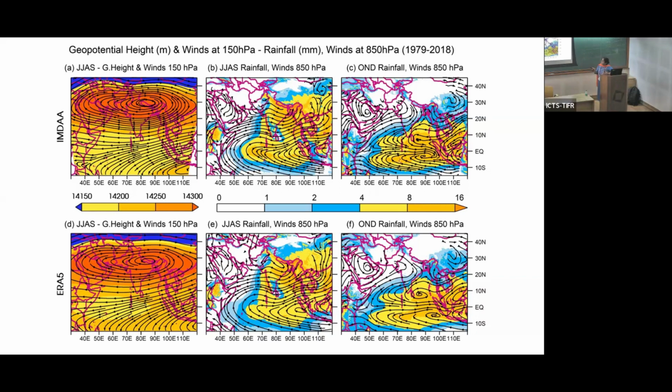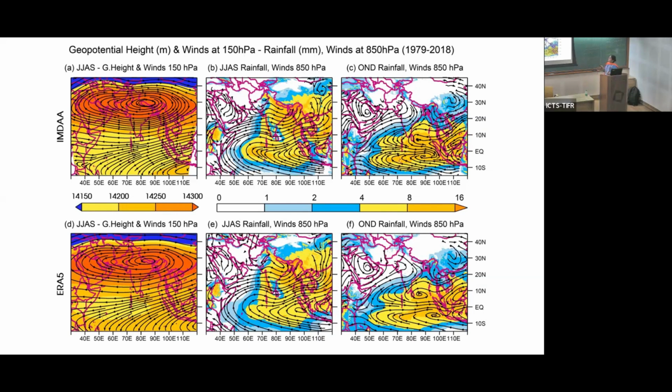And if you see the JJS rainfall and wind at 850 hPa, clearly you can see the low-level jet and all those characteristics. If you compare this IMDAA with ERA5, we can see almost all the features are represented, almost similar features. There is a one-to-one correspondence in both the products.